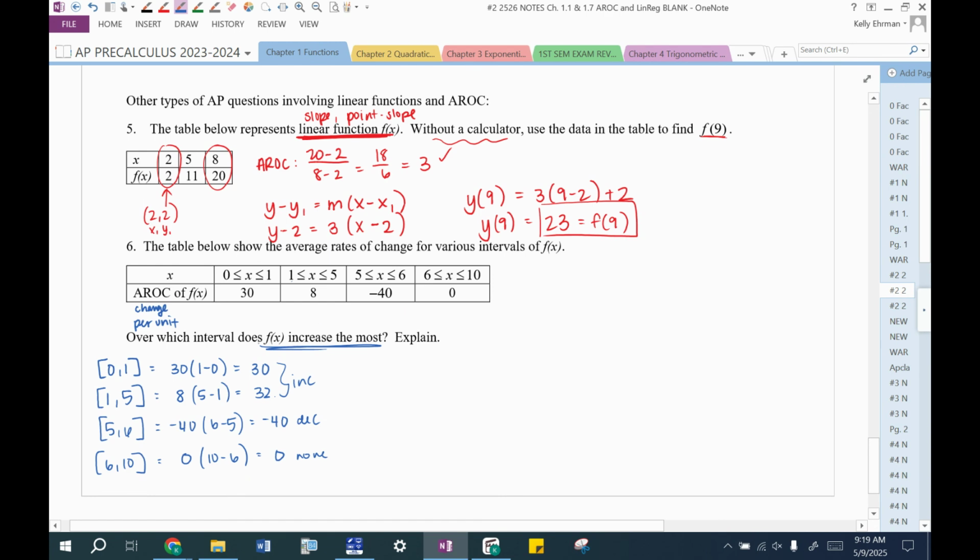The question was, where does f of x increase the most? So on 1 to 5, f of x increases the most. Now, what's with the brackets and whatever else? Maybe some of these should be parentheses, but that's not really the part to get hung up on. I'm just going to copy the work in the problem and go ahead and use closed intervals for that.